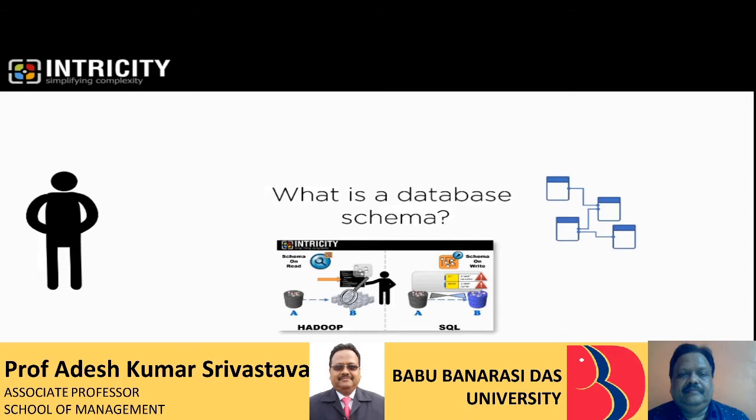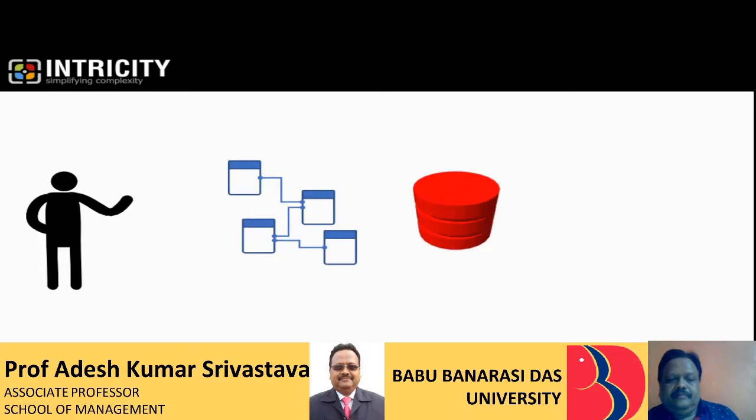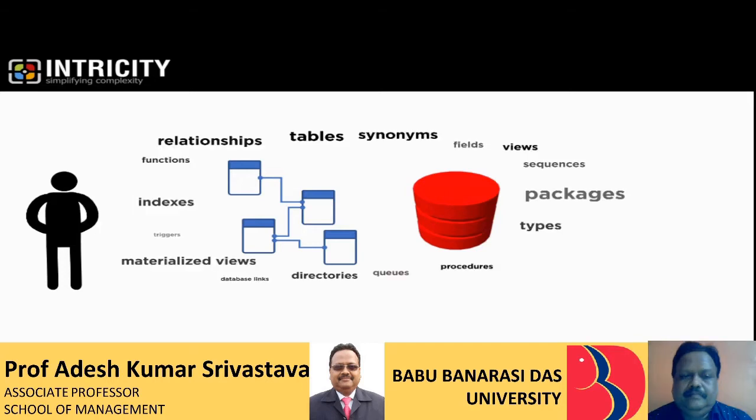In essence, the schema represents any kind of structure that we're defining around data. This includes tables, views, fields, relationships, packages, procedures, indexes, functions, types, sequences, materialized views, queues, triggers, synonyms, database links, directories, XML schemas, and other elements. Without any of this stuff, it's easy to get lost in data.